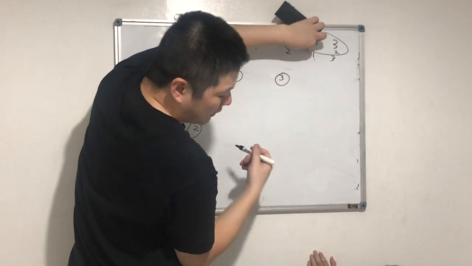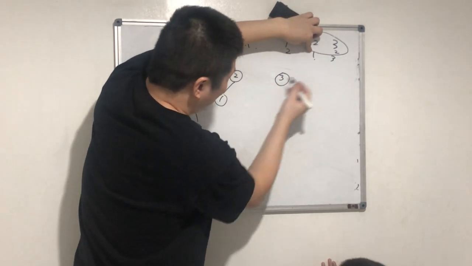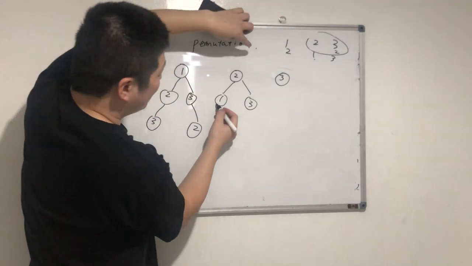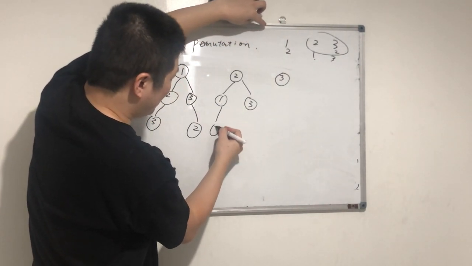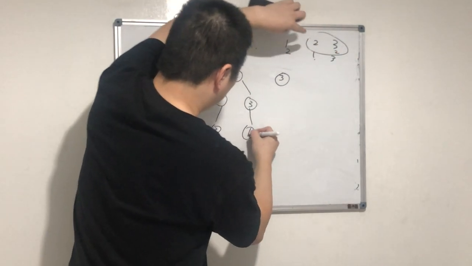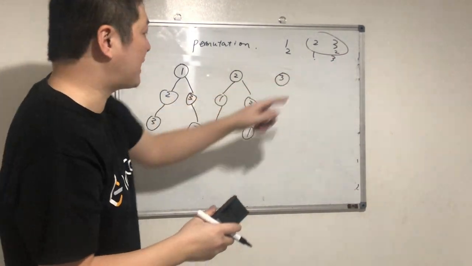Again, you can swap 1 with 1, so it doesn't change. You swap with 3, then look, it becomes 3. And when it's 1, obviously, you'll be 3 here. And then when it's 3, then 1 will be next. Got it? Okay, let's take a look at the last example.